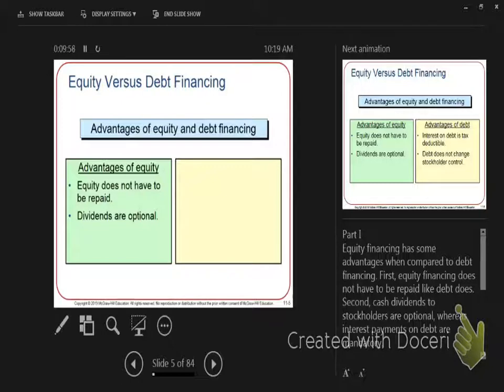There's another one. It's an advantage to borrowing money, but it's also a disadvantage of equity. What happens every time you sell a share of stock?